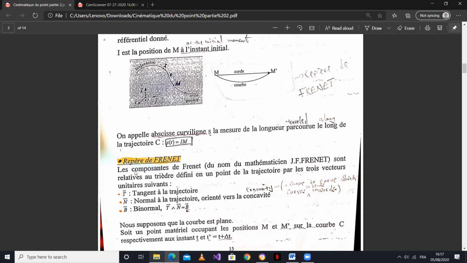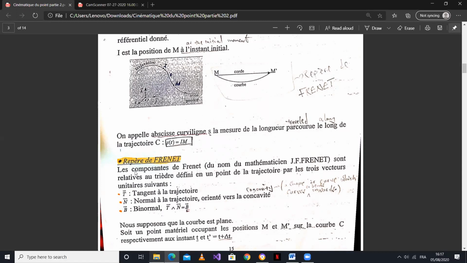Then we have the vector N, vecteur unitaire N. I'm sure you guys can see it from the picture. C'est le normal à la trajectoire, N, le normal à la trajectoire orienté vers la concavité. When you say concavity, it's like going inside the curve. As you can see where N is going, it's going inside the curve. So that's the concavity.